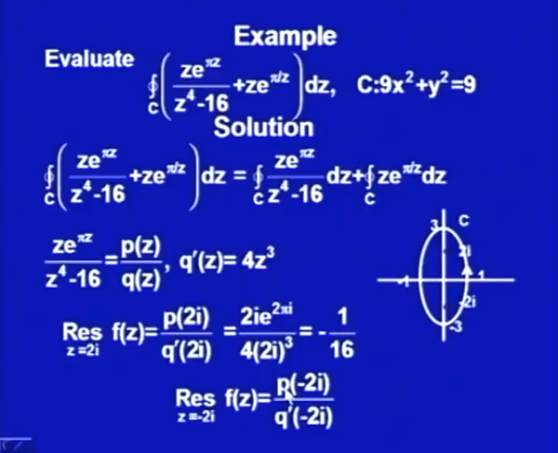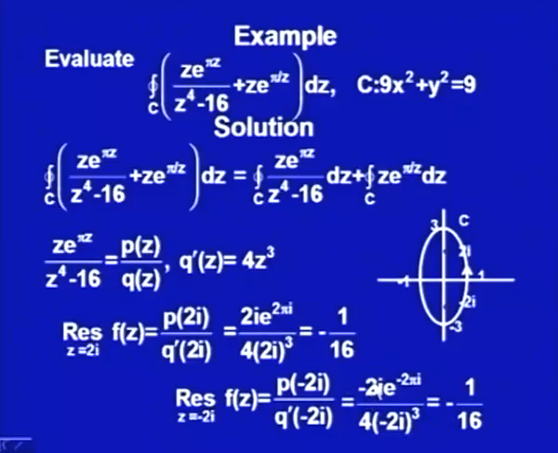By the same formula, it should be p at minus 2i upon q dash at minus 2i. Now, what is p at minus 2i? It would be minus 2i into e to the power 2 pi i minus 2 pi i divided by q dash at minus 2i, that is 4 times minus 2i cube.